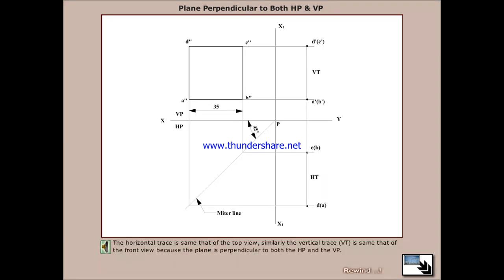The horizontal trace is same as that of the top view. Similarly, the vertical trace VT is the same as that of the front view, because the plane is perpendicular to both the HP and the VP.